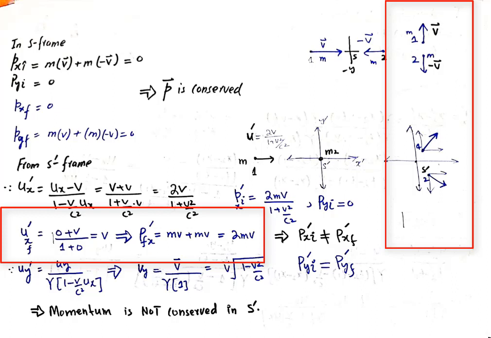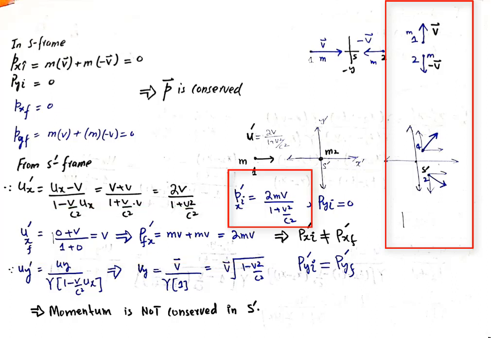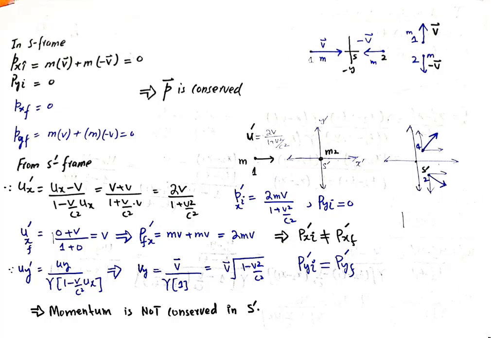So now compare these two equations. The total linear momentum along the x direction before collision is 2mv divided by 1 minus v squared by c squared, and the total linear momentum along the x direction after collision is 2 times mv. So these two are not equal, so it means that the momentum is not conserved in the x direction. So now you see, that is our problem.